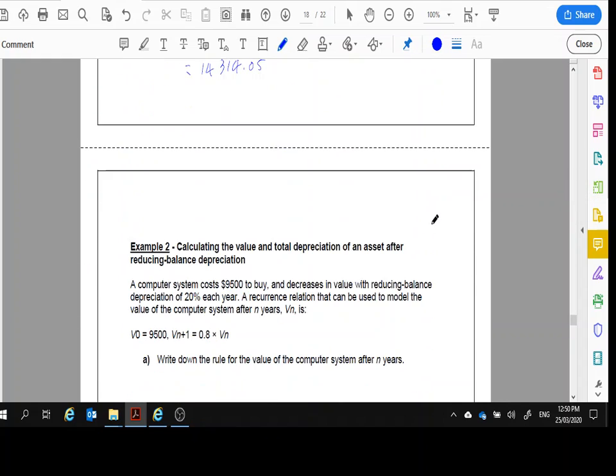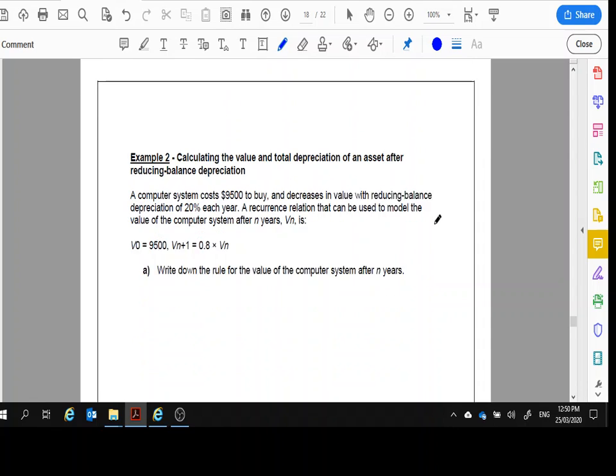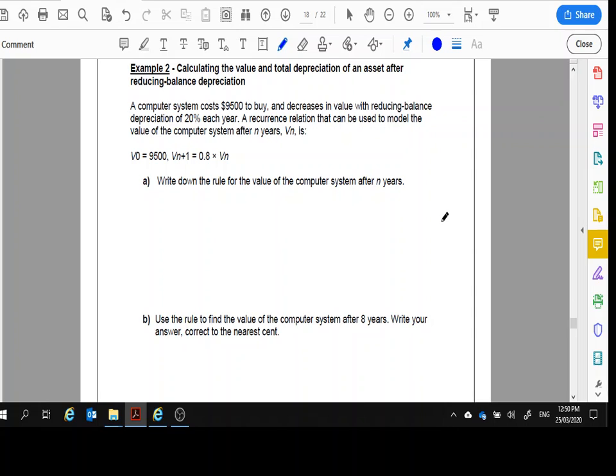Example 2. A computer system costs $9,500 to buy, and it decreases. Well, there's our start, decreasing, so it's minus, reducing balance 20% each year, so again 100% minus the 20%, we have 80%, as a decimal that is 0.8, and there we go there. Write down the rule for the value of the computer system after n years. Well, after n years, we want V of n, so V of n will equal 0.8 to the power of n times the original $9,500.